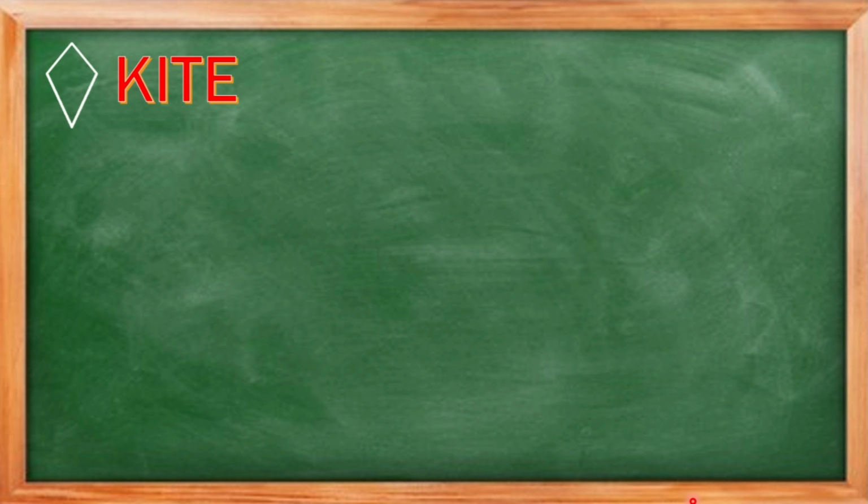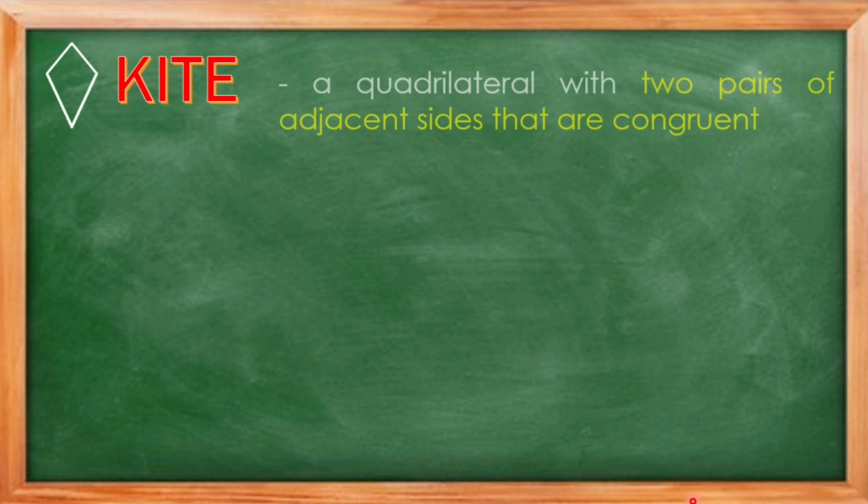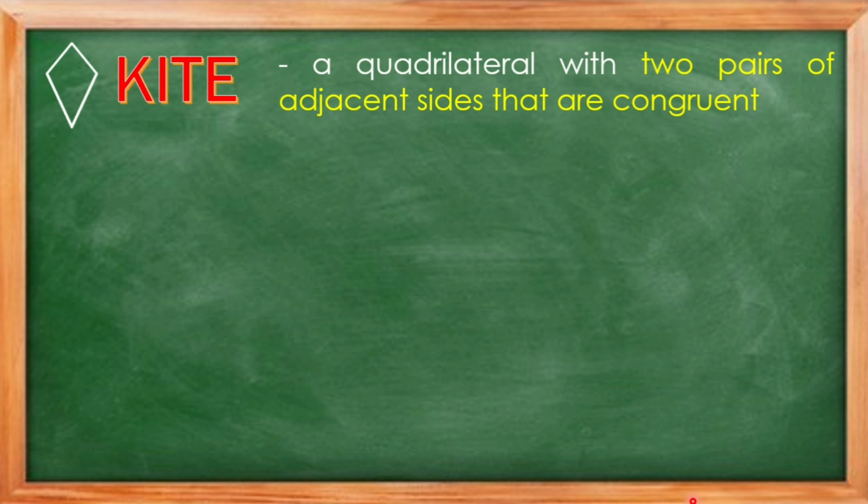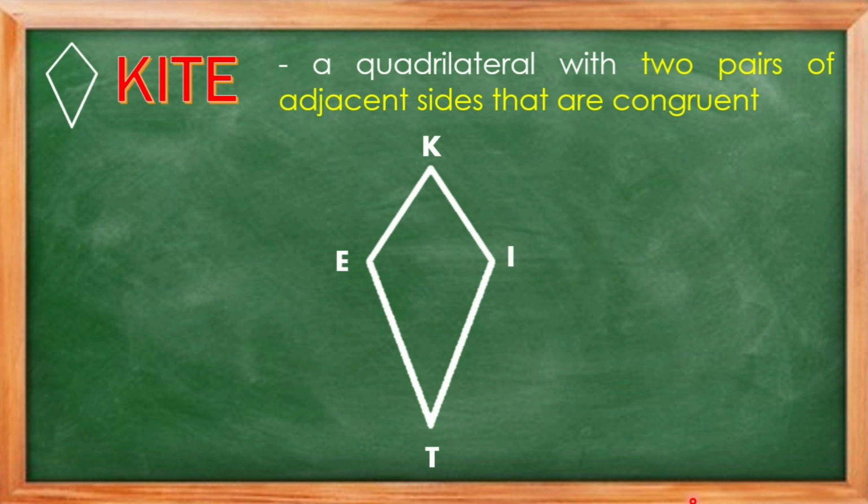Before we proceed to learning activity number 3, let us first discuss the definition and properties of a kite. Okay, so a kite is a quadrilateral with two pairs of adjacent sides that are congruent. So, ang example ng kite ay ito. So, kite, K-I-T-E. When we say adjacent sides, parang consecutive din yan o magkasunod na sides.